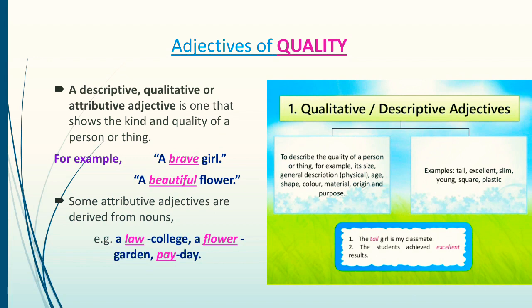The tall girl is my classmate. The students achieved excellent results. A brave girl, a beautiful flower. All these are examples of adjectives of quality. Now, some attributive adjectives are derived from nouns. For example, a law college, a flower garden, payday.